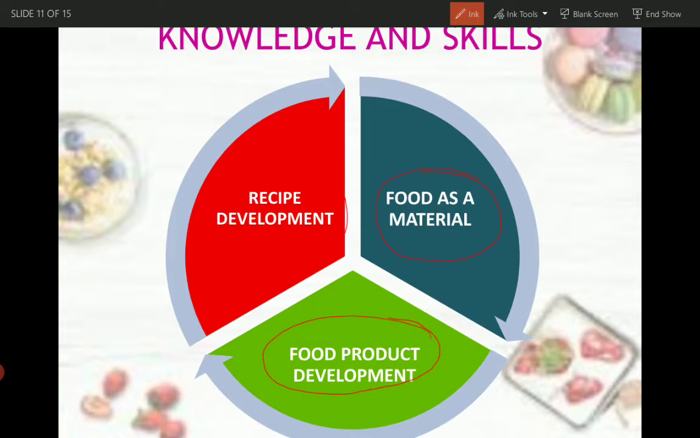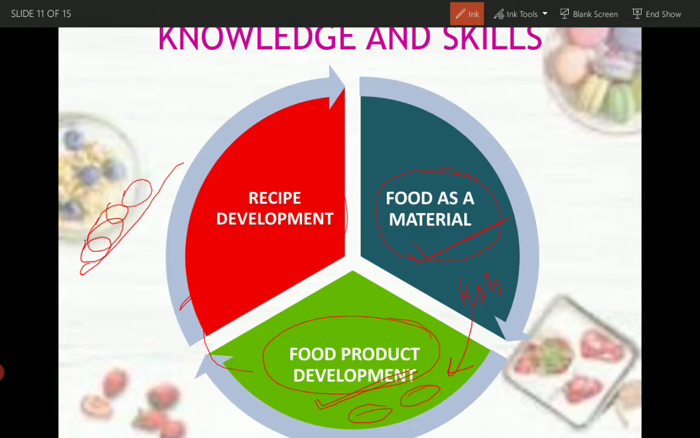Food as a material, जहाँ पर हम खाने की बात करेंगे, जो हम प्रोड्यूस कर रहे हैं, the raw materials. फूड प्रोडक्ट डेवलपमेंट, उस रॉ मटेरियल से हम क्या बनाएंगे. यहाँ पर we have all the agricultural products, here we convert it into different products. And in the recipe development, यहाँ पर we will make a recipe out of it, and something which is more palatable, which is more delicious, it's looking marketable. So these are the three different aspects where we need to have the skills for.